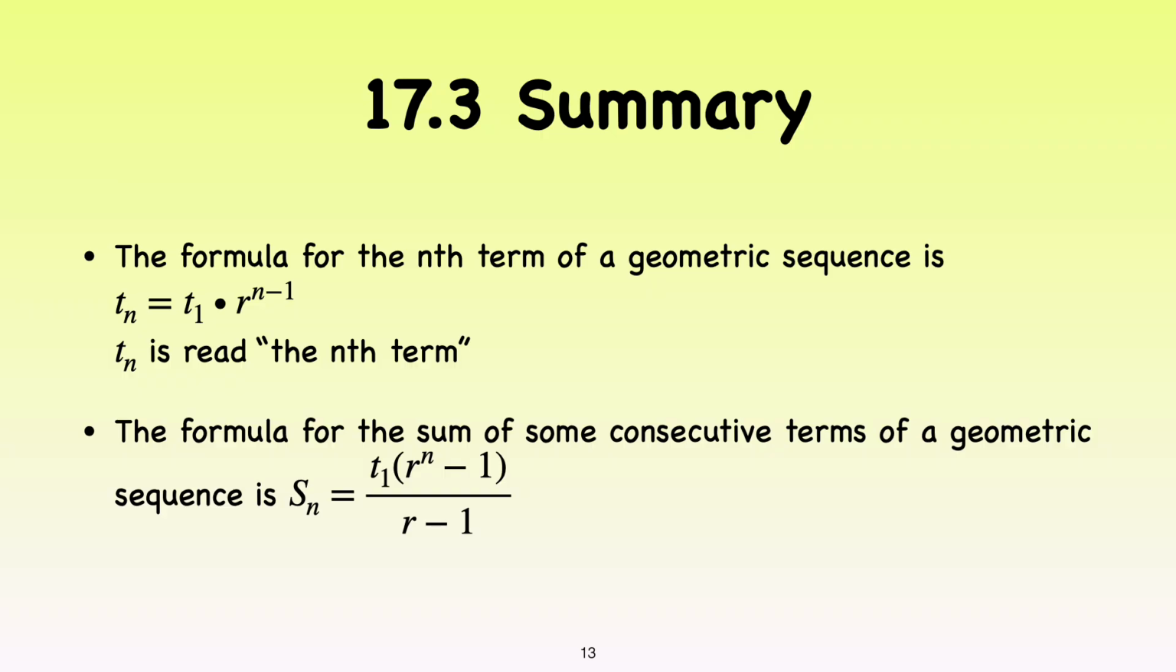Alphabet soup. The formula for the sum of some consecutive terms of a geometric sequence is S sub n, which is the sum of the terms, is equal to a fraction. On the top of the fraction is the first term times the difference of the ratio raised to the number of terms, take away 1, all of that over r minus 1. That's all for now.